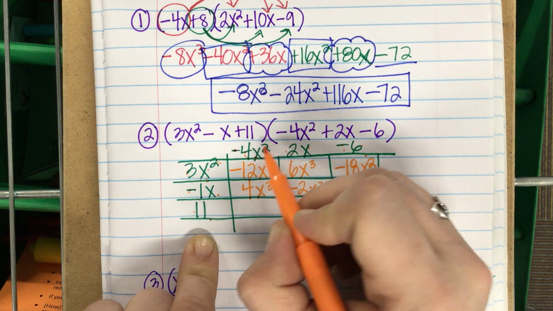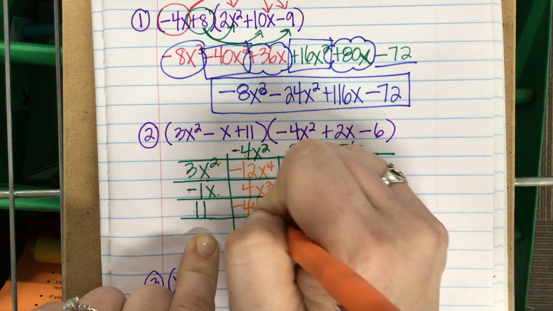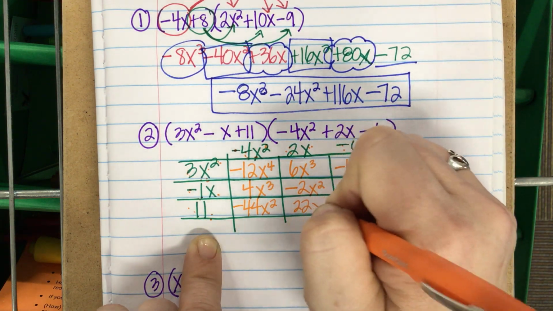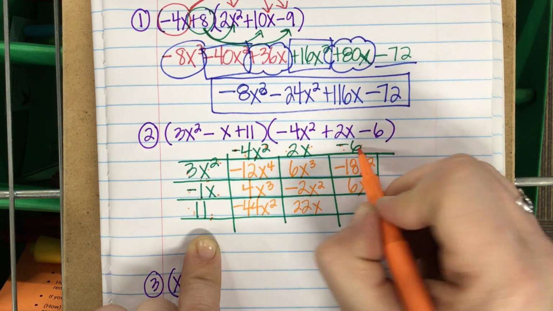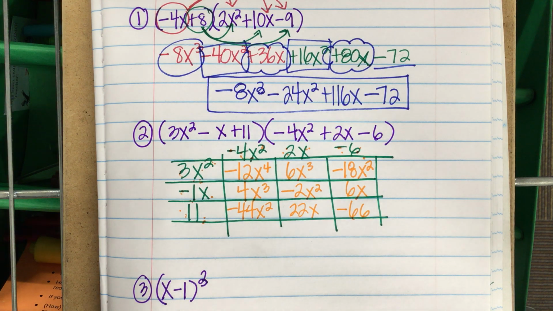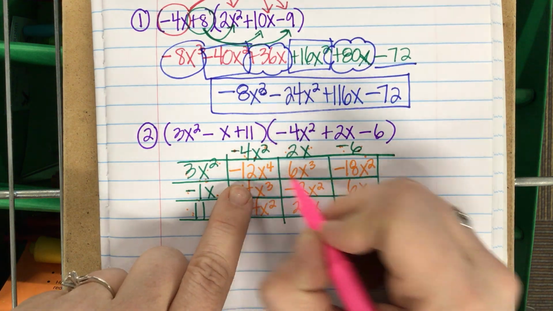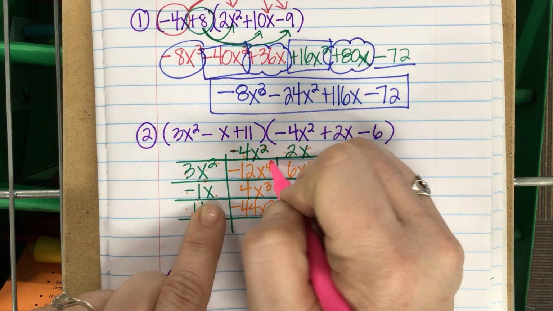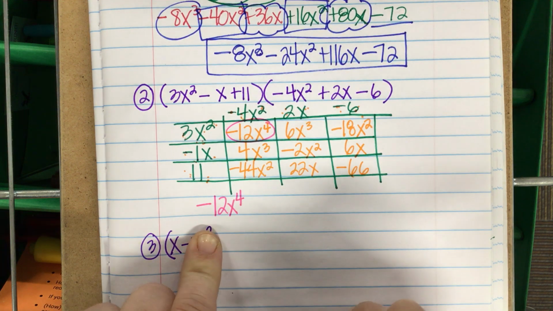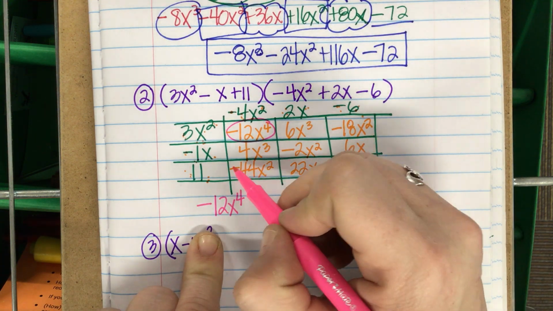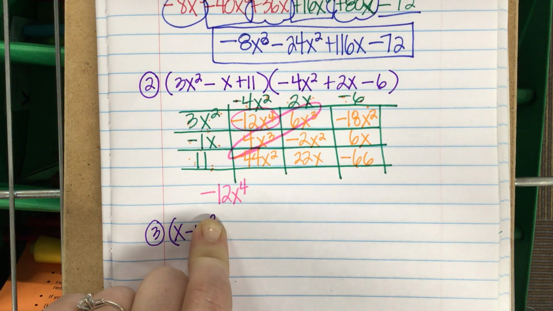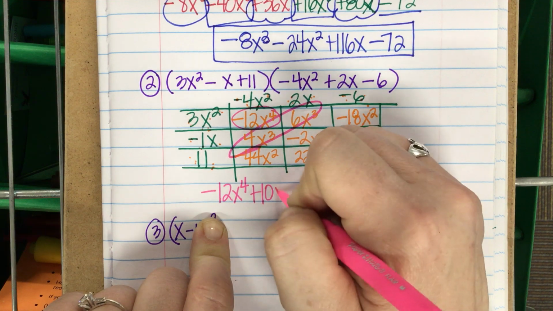And negative 1x times negative 6 makes positive 6x. 11 times negative 4x squared makes negative 44x squared. 11 times 2x makes 22x. And 11 times negative 6 makes negative 66. I look, there's no other 4x squared anywhere, so this is by itself. I look diagonally. These are like terms. 4x to the 3rd and 6x to the 3rd make 10x to the 3rd.